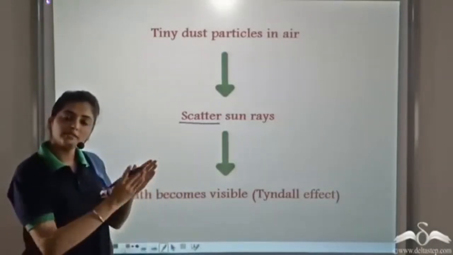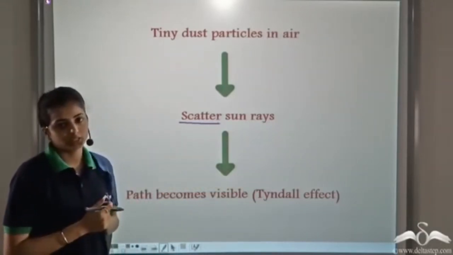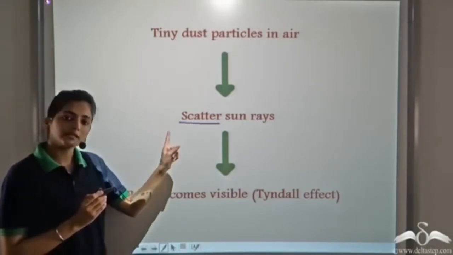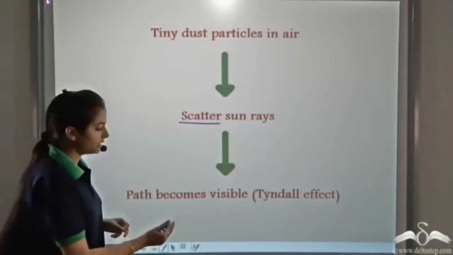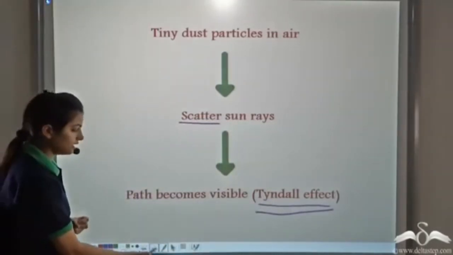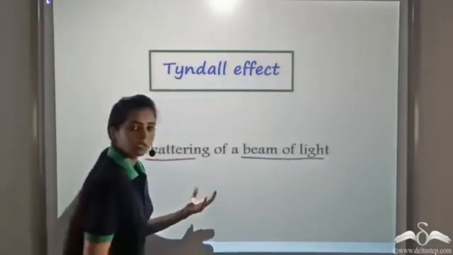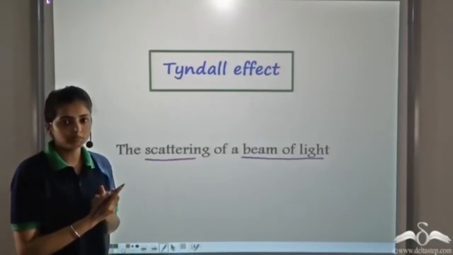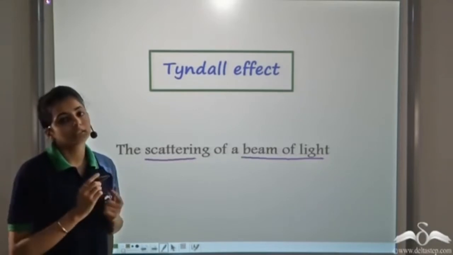As they are scattered, they take a wider area now, so we can see the path taken by the light rays. So the dust particles which are present in air scatter the sun's rays, and so the path of the rays becomes visible. And this effect is known as Tyndall effect. Tyndall effect is the effect of scattering of a beam of light. When the beam of light is scattered by some particles which are present in the medium, their path becomes visible, and this scattering of beam of light is known as Tyndall effect.